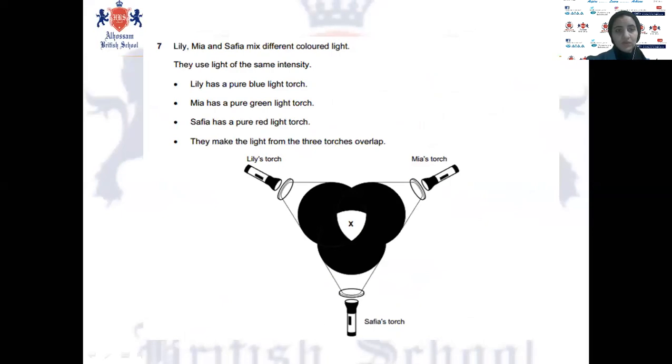Who can solve this question about light? Faris, can you solve this question, please? Lily, Mia, and Safia mix different colored light. They use light of the same intensity. Lily has a pure blue light torch, Mia has a pure green light torch, and Safia has a pure red light torch. They make the light from the three torches overlap, like in the pictures.